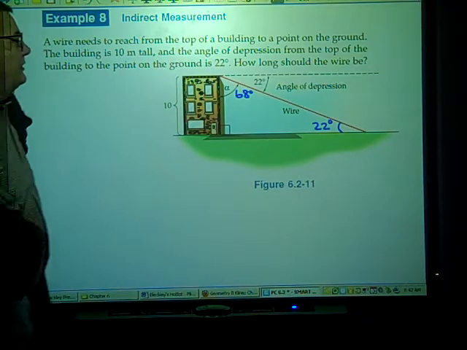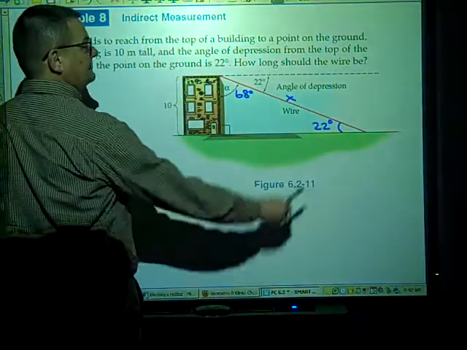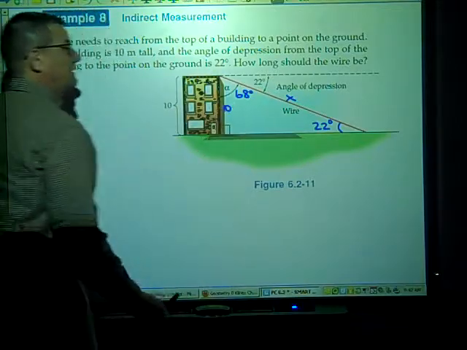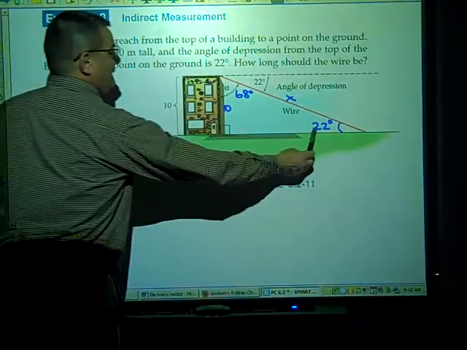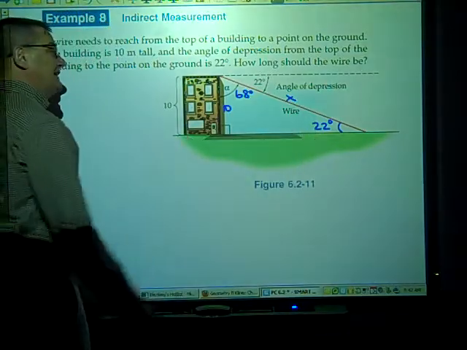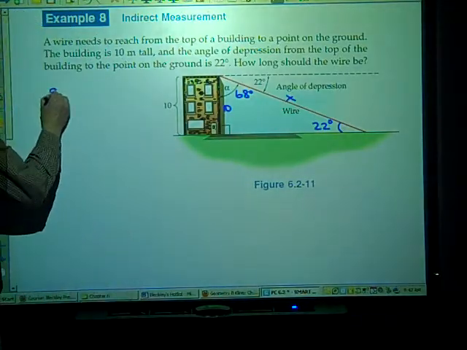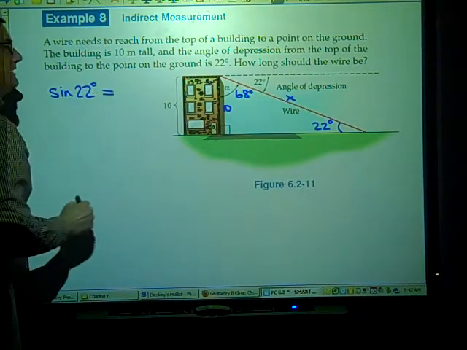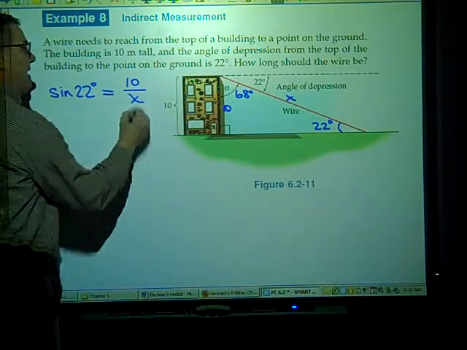It's also 22 because these two have to be complementary in a right triangle. Right, and we want to find out how long the wire has to be. The wire is x meters. The other side of the building is also 10 meters. So you can use either angle you want. I think I'm going to use 22 degrees. Then 10 is the opposite leg. And we're trying to find the hypotenuse. So the ratio that involves opposite and hypotenuse is the sine ratio. So the sine of our angle, 22 degrees, has to be equal to the ratio of the opposite leg, 10, to the hypotenuse, x.